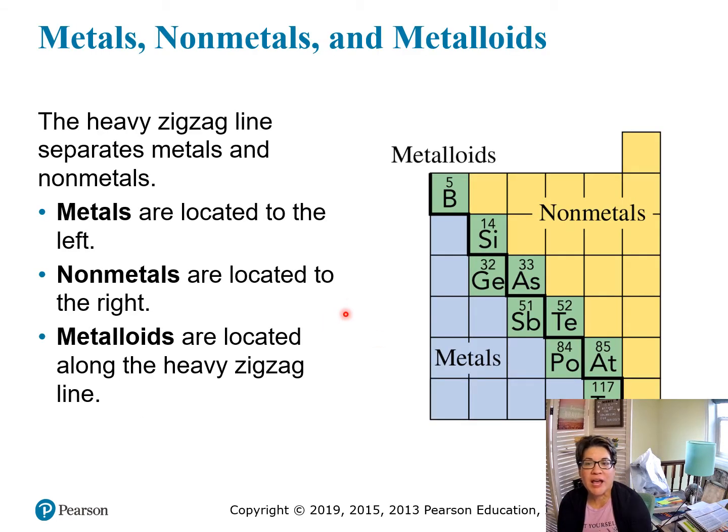Okay, now let's look at the different types of elements. So again, you have the blue ones are metals, and then you can see this little staircase that's kind of between the metals and nonmetals, and those are called metalloids. So some, not all, but some of the ones that are on that staircase touching it are metalloids. And then the nonmetals are the ones on the other side, plus hydrogen, which is over here.